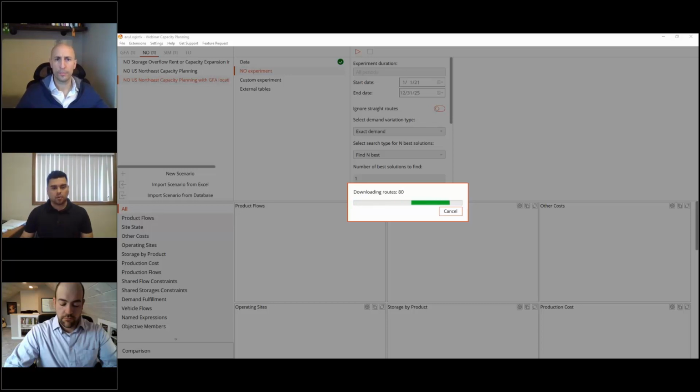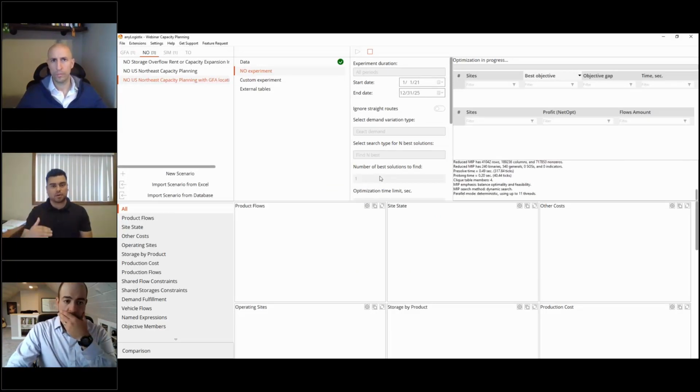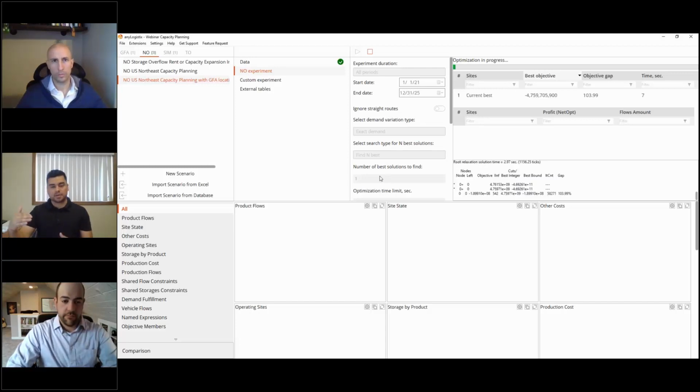While it runs, I do want to make you all aware that we could have suggested more than 1 best solution. We could say, hey, give us the 3 best supply chain frameworks, not just 1. This way we have different options. We could look at the 2nd best and the 3rd best, because we never know. The first one might be profitable, but the second one, maybe the second most profitable, has a higher or better service level than the first one. So the first one is not necessarily always the most aligned to the company's objectives.